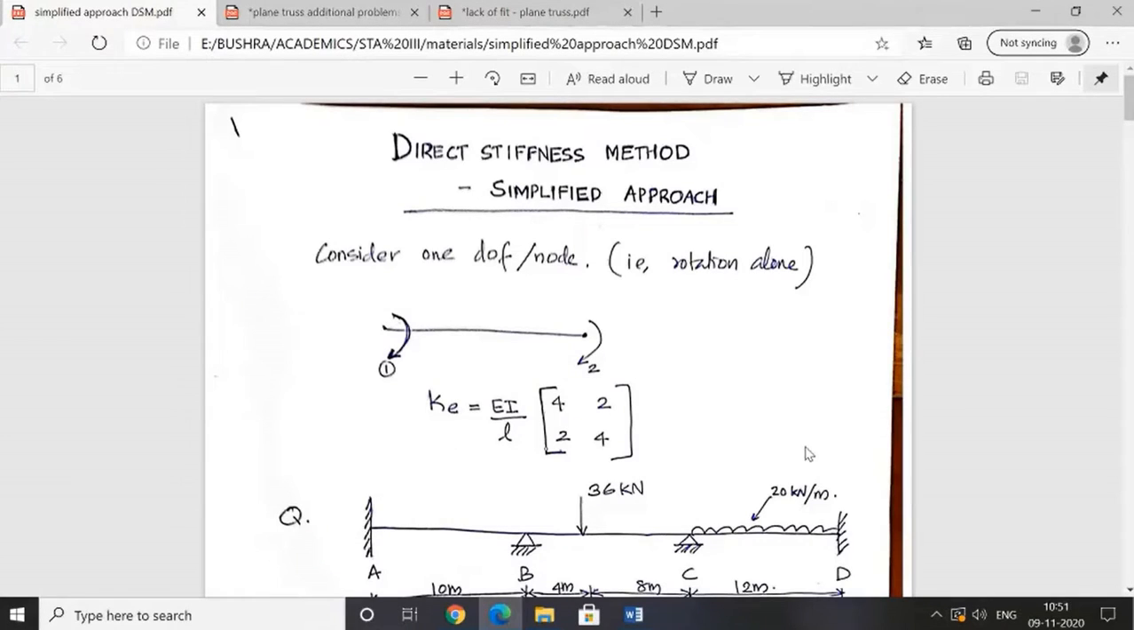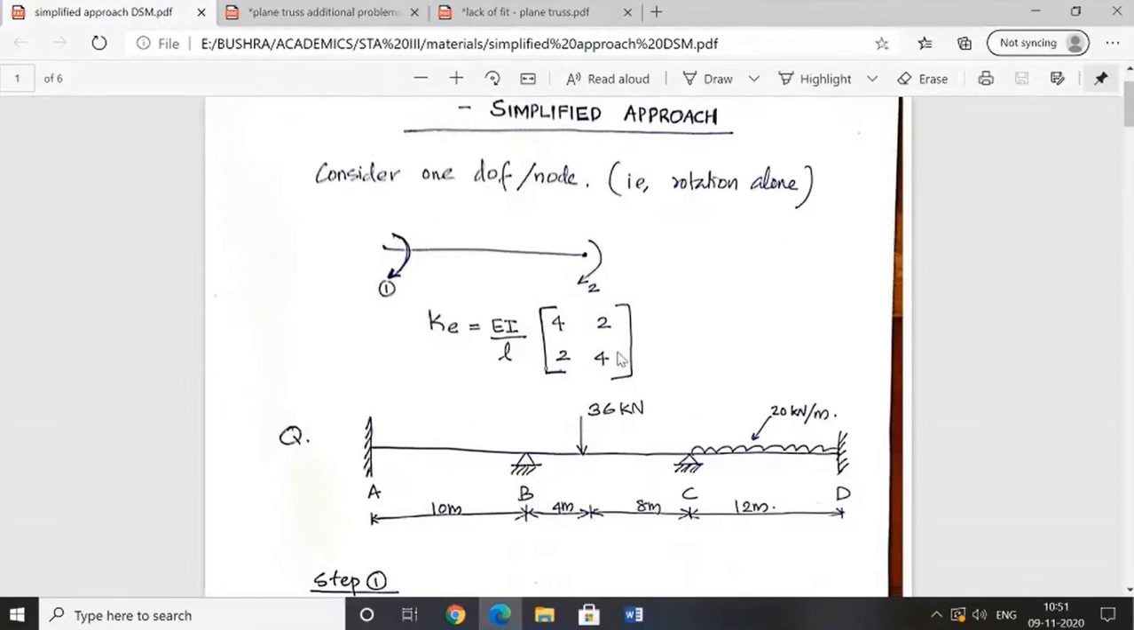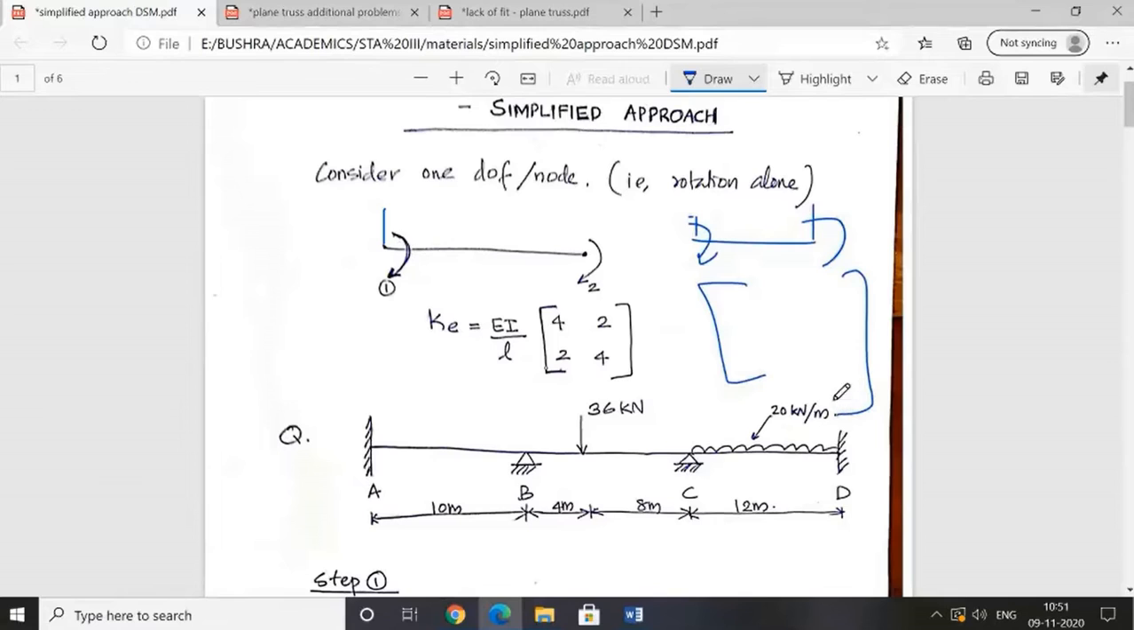But later we thought this will be better if you go for the non-sway frame analysis. So this is another approach. Actually, we have taken 2 degrees of freedom per node element, and we have formulated the K matrix for this like 1, 2, 3 and 4, and we have derived a 4 by 4 matrix, 12 EI by L cube, 6 EI by L square like that. To 4 by 4 matrix we have derived, and according to that alone we have done the problem.